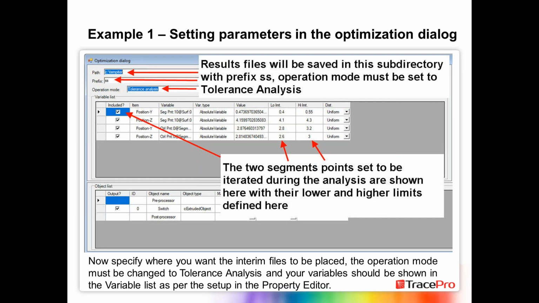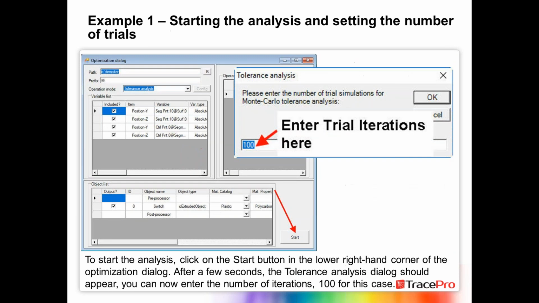At the bottom here, you see the object list. In the object list is the part you're going to create for doing all this tolerance and movement. So that's going to have the switch, and it's going to have a material property assigned to it, and we're pretty much ready to go. This is all we had to do to set up the optimization dialog. So now we hit the start button at the bottom right of the optimization dialog.